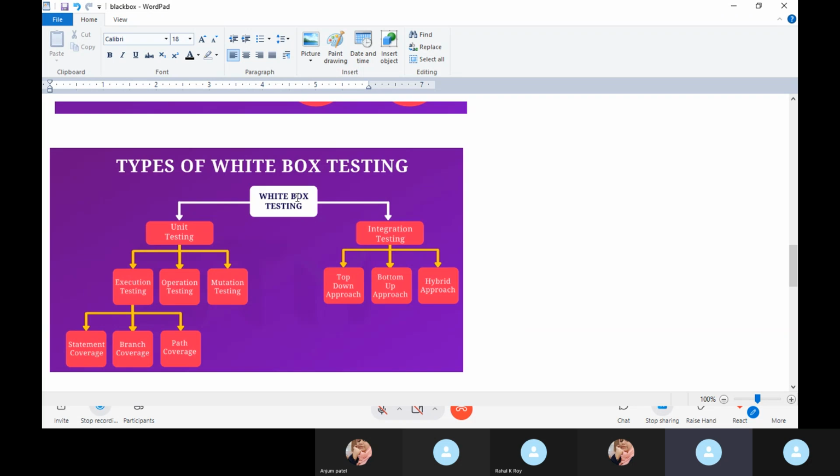The rest of the two, system testing and user acceptance testing, come under black box testing. So yesterday we discussed four levels. The first two levels come under white box, which is mostly done by the developers, and black box testing is done by the testers.